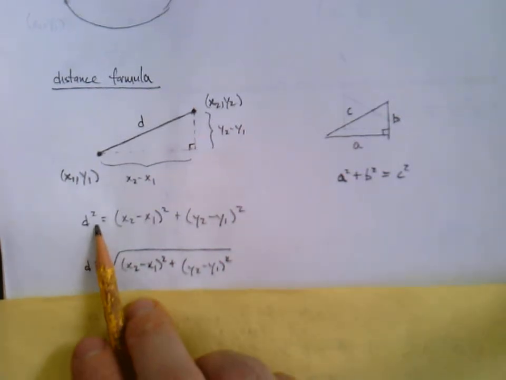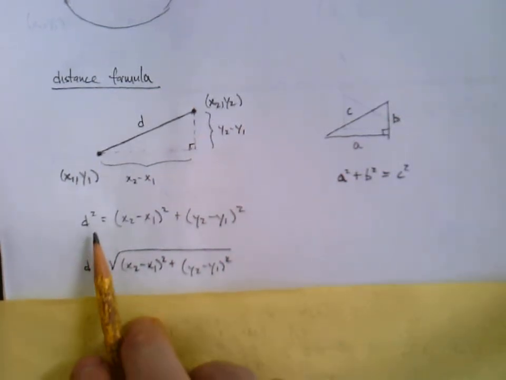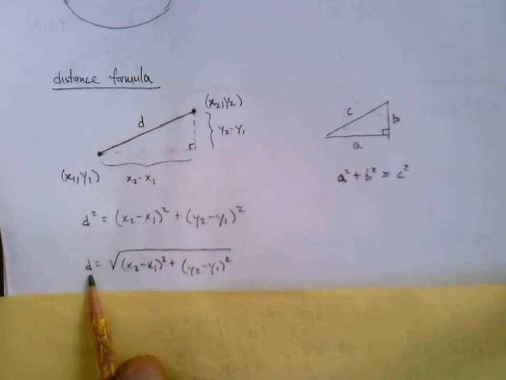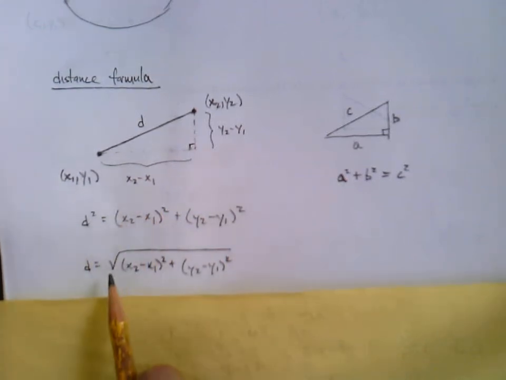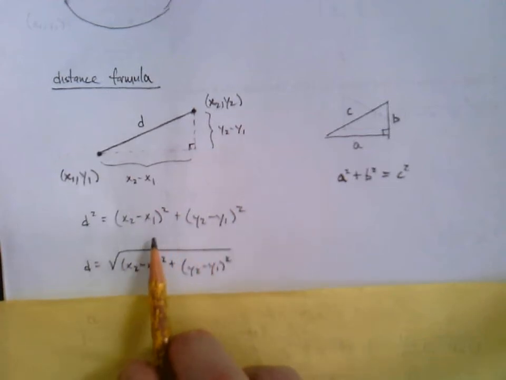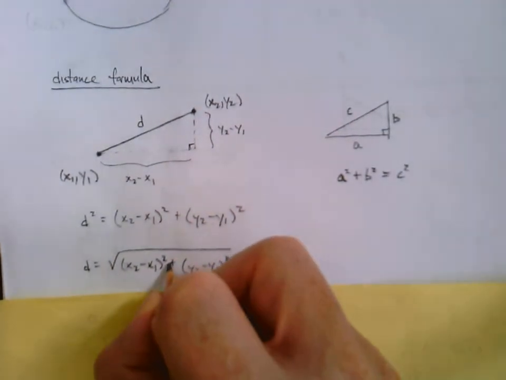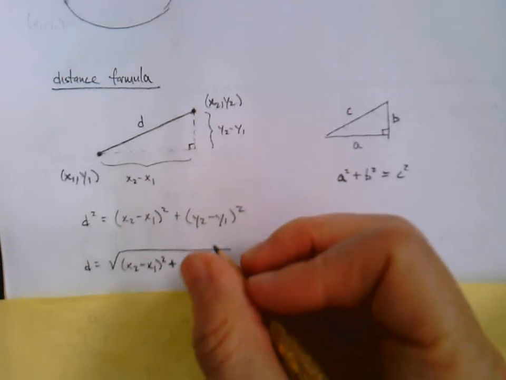But I don't want d squared. I want d. Well, then what can I do to both sides? If that's being squared, I should square root. So I'm going to put a big square root over this entire right side, like so.